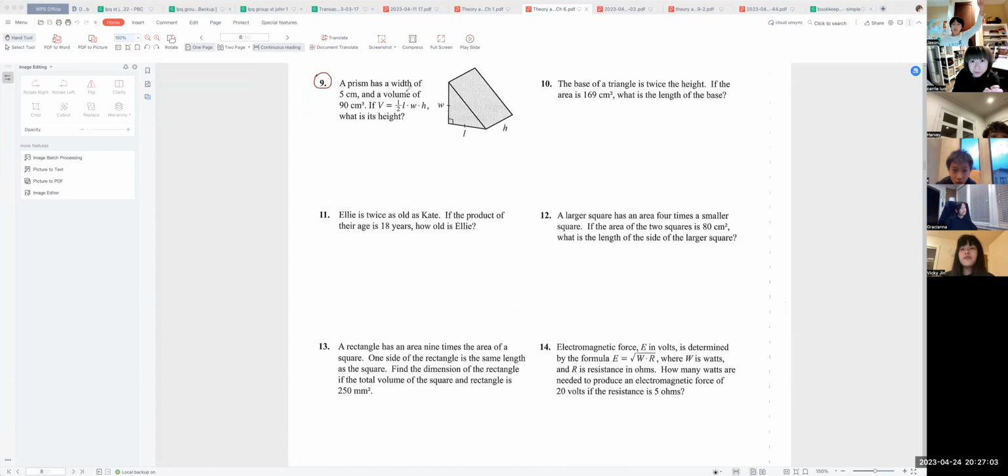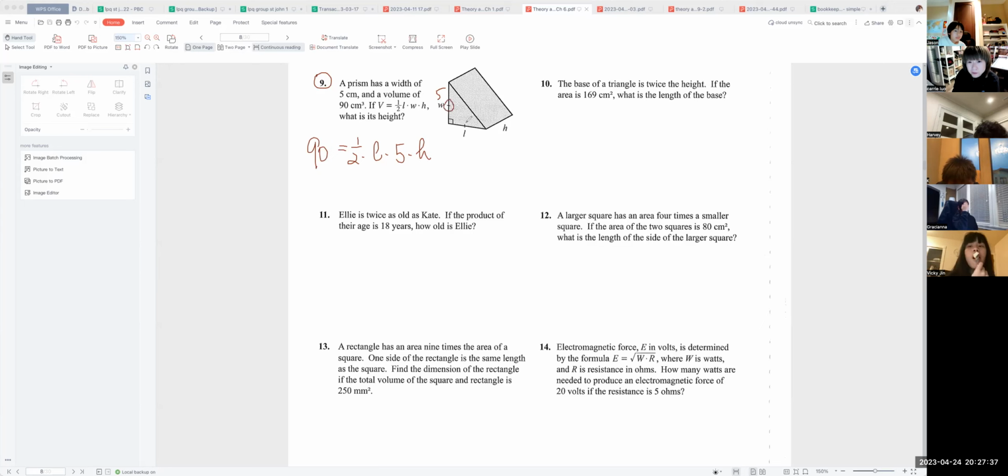A prism has a width of 5, volume of 90. So we know the volume of a prism is calculated as half times length times width times height. We already know the width is 5, so we can replace width with 5. But everybody, we still have 2 variables, right? And we know the value is 90 centimeters squared. So how do we do this?